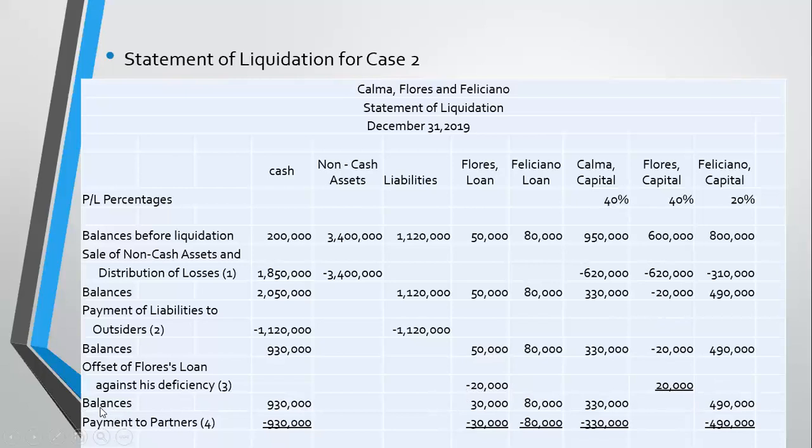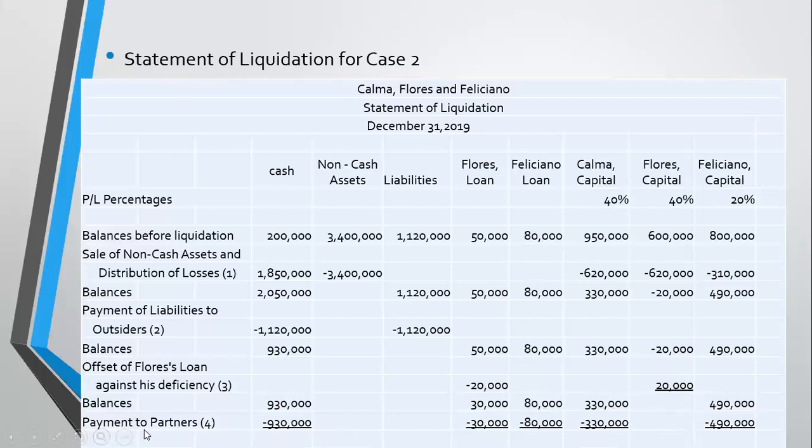And then determine or get the balances. Yung 930 pa rin, hindi naman nagalaw yung ating cash. Kaya lang, yung loan ni Flores, hindi na siya 50 ang pautang niya, 30 na lang. Bakit? Ayun na kasi yung 20. And then yung 80, 330, wala na siya sa capital. And then we have this 490 from Feliciano.